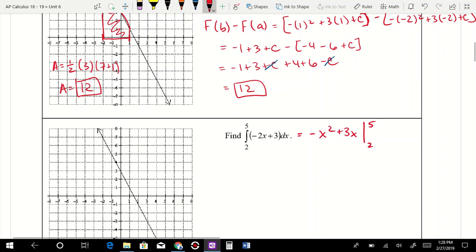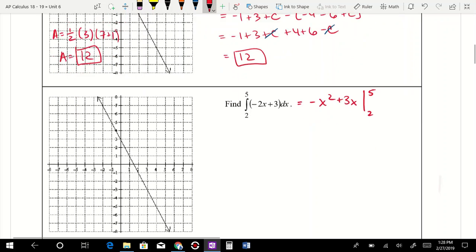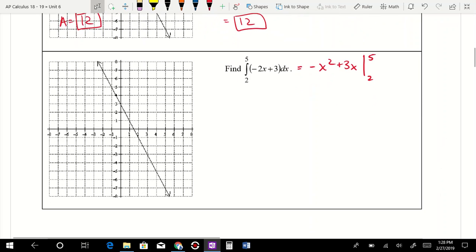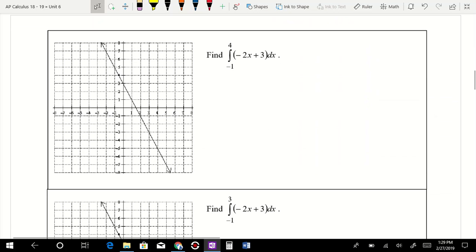Okay, so I want you to work on that problem on your own, analytically and graphically, just to make sure that your answers are going to be the same. Okay, now we're going to move on to problem number 3.